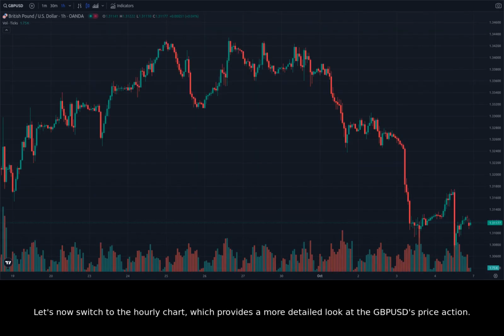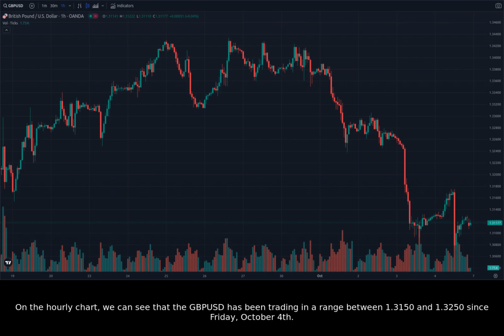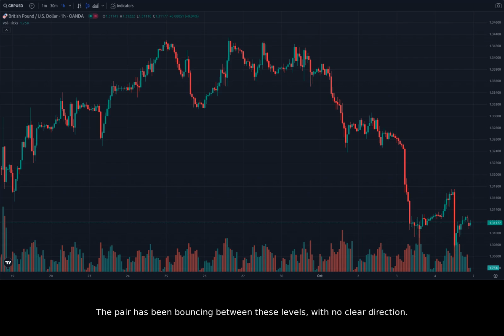Let's now switch to the hourly chart, which provides a more detailed look at the GBPUSD's price action. On the hourly chart, we can see that the GBPUSD has been trading in a range between 1.3150 and 1.3250 since Friday, October 4th. The pair has been bouncing between these levels with no clear direction. This range-bound trading suggests that the GBPUSD is consolidating and could be preparing for a breakout.